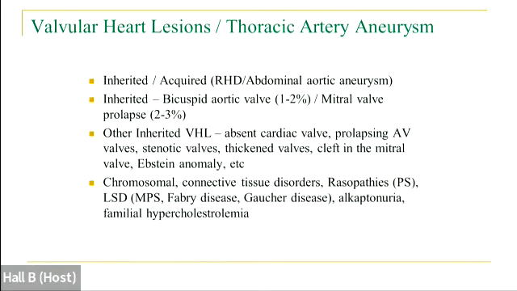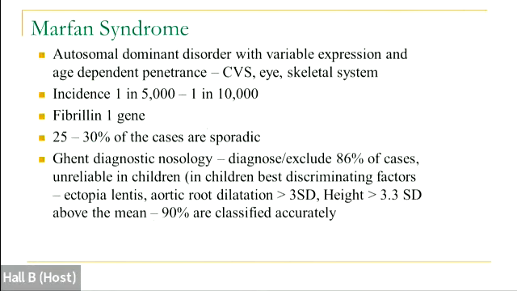So coming to valvular heart lesions and aneurysm, the commonest condition is Marfan syndrome. Most of them are familial; 25 to 30% of cases are sporadic. See, the Ghent diagnostic criteria is used in adults, but in children it is difficult to use because of age-dependent clinical manifestation. The best discriminating factors include ectopia lentis, aortic root dilatation more than 3 standard deviations, and height more than 3.3 standard deviations, which can classify Marfan syndrome in children more than 90% accurately.